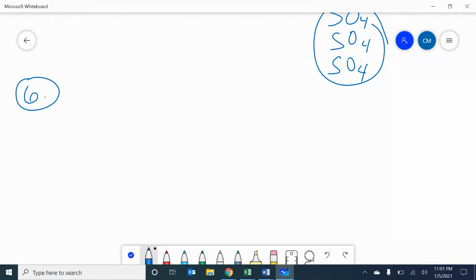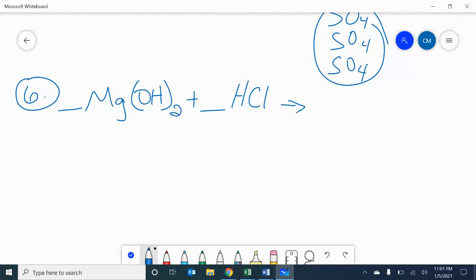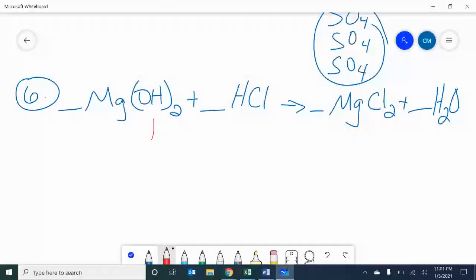Number 6. Let's look at one sort of similar, but not. So say we have Mg(OH)2 plus HCl, which is a little hydrochloric acid, producing MgCl2 and H2O.